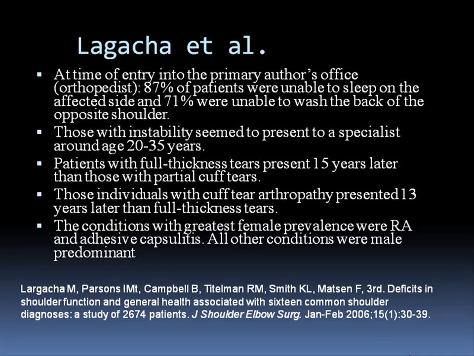Instability seemed to present early, around age 20 to 35. There seemed to be a sequence. Patients with full thickness tears presented 15 years later than those with partial cuff tears. Those individuals with cuff tear arthropathy presented 13 years later than full thickness tears, and the conditions with greatest female prevalence were rheumatoid arthritis and adhesive capsulitis. All other conditions were male predominant.